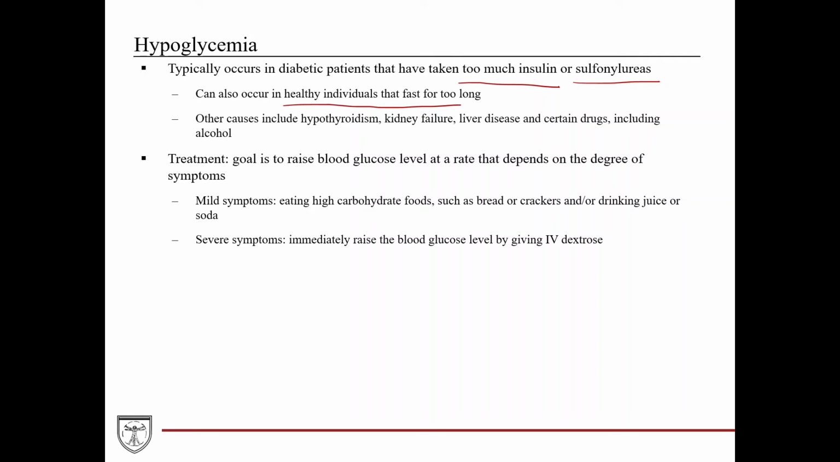The problem is that if the procedure's not till later in the day or the end of the day, the patient goes all day without eating anything, and you see where this is going, they can develop hypoglycemia that way. So it's a very common problem seen in the hospital and in the emergency room.